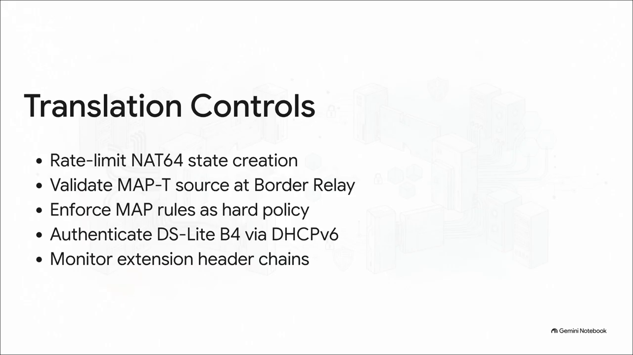For MAP-T, validate the source address and port directly at the border relay against your assigned map rules. And if you happen to be using DS-Lite, you need to firmly authenticate the basic broadband element, the B4, via DHCPv6. That'll stop B4 spoofing attacks against your AFTR NAT mappings dead in their tracks. Lastly, definitely monitor those IPv6 extension header chains. Attackers love to use really complex, deeply nested headers specifically as an evasion technique to slip past these exact edge controls.